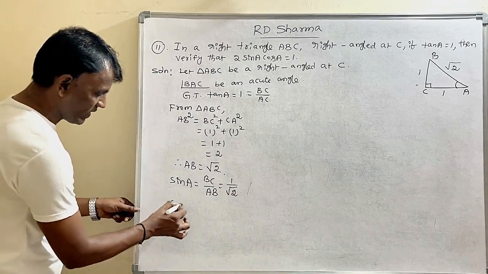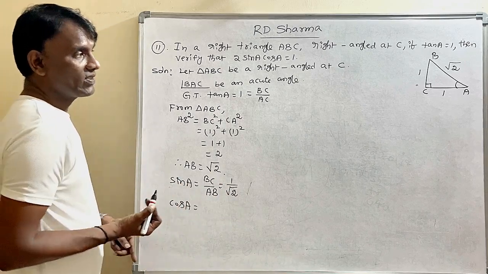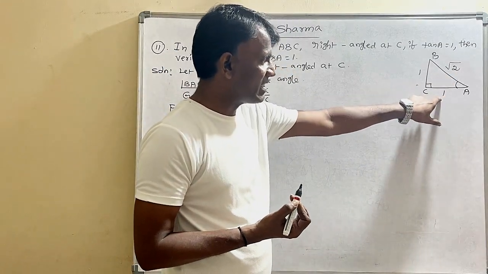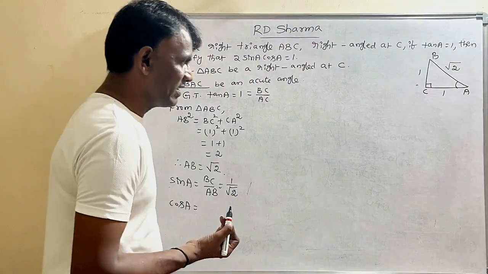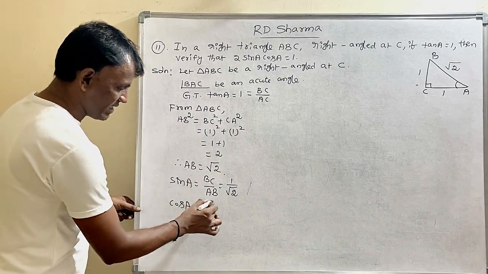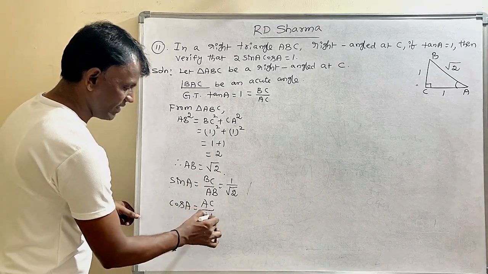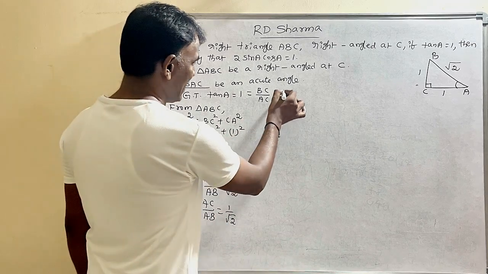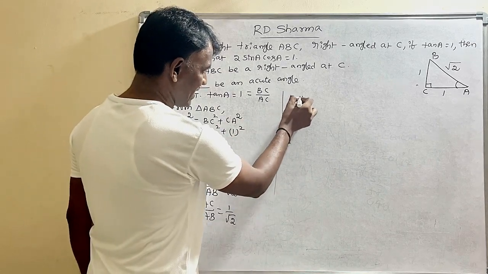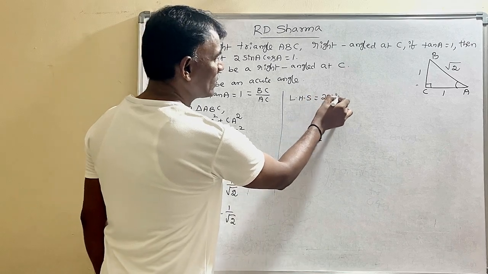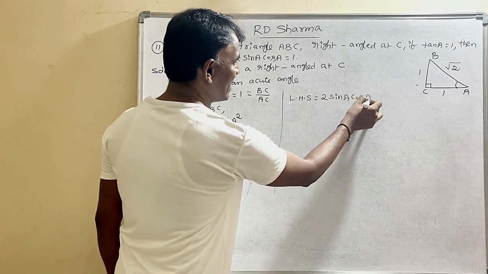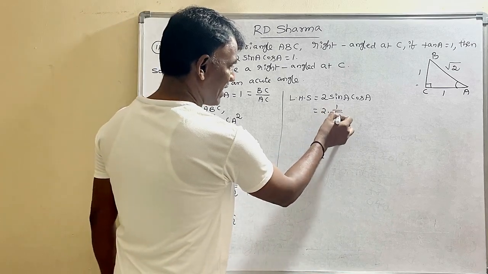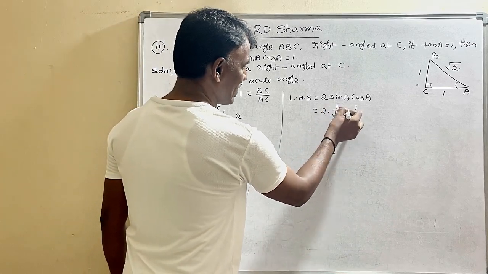And coming to the second value, that is cos A. For cos A, we take this side and this side, because this is the adjacent side and again the hypotenuse, right? The adjacent side is AC, denominator AB. Again it is equal to 1 by square root of 2. Now LHS equal to, what is that LHS? Given value 2 into sin A into cos A. So 2 into 1 by root 2, and cos A is also 1 by root 2.